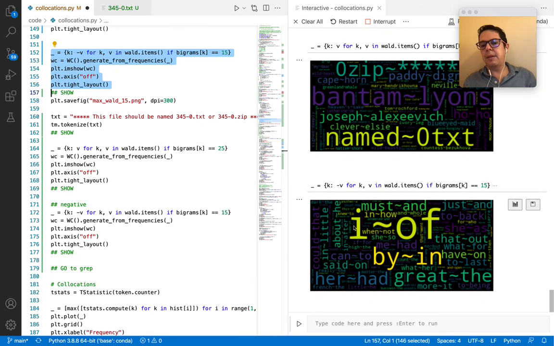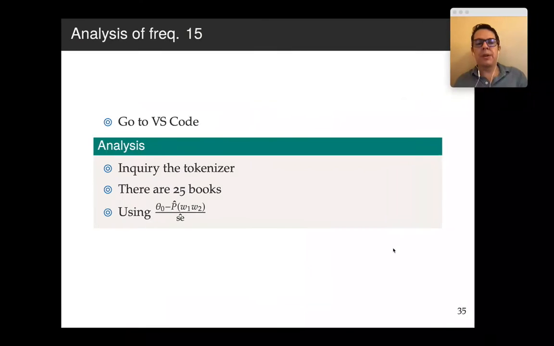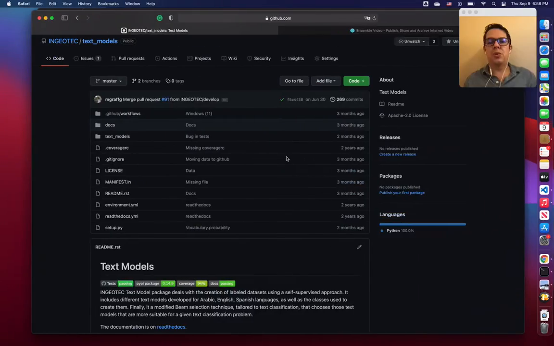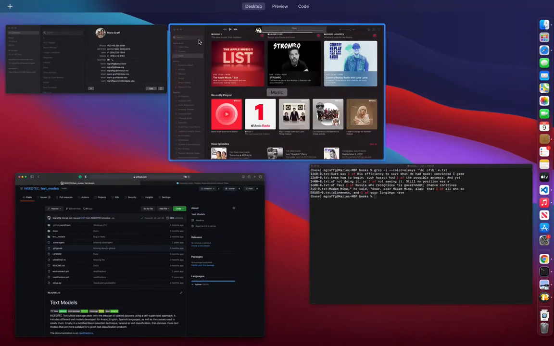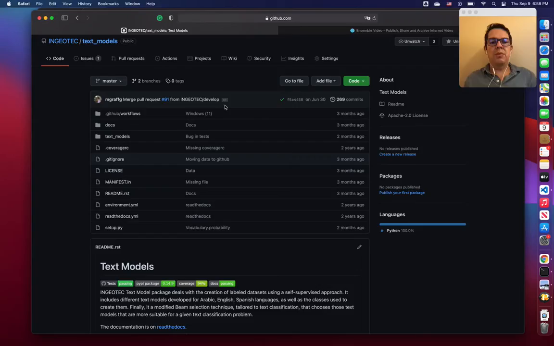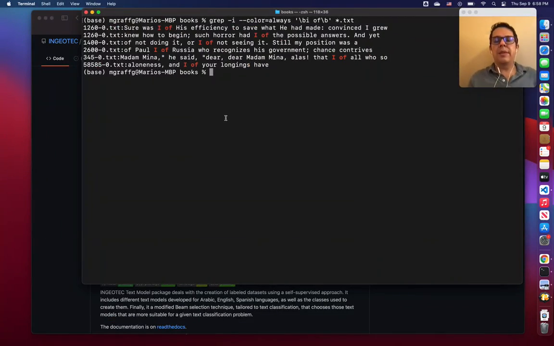For example, we can look in the data in the books for some of these patterns, "I of", or I don't know. Let me try to look up that pattern. I'm going to switch to the terminal. Okay, I'm going to close this. Sorry. And I'm going to switch to the terminal, where I already wrote down that part.